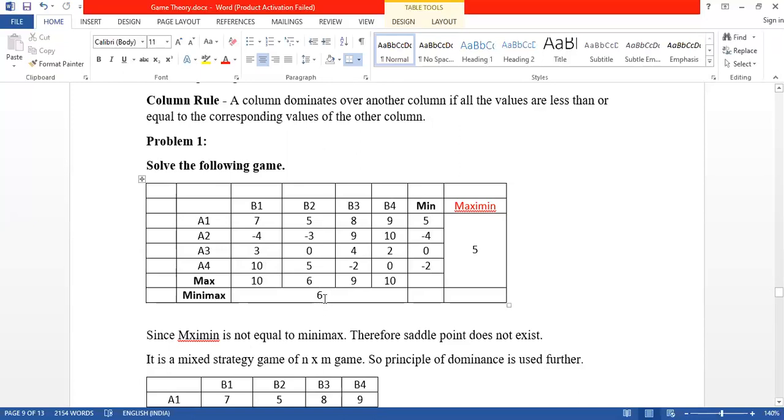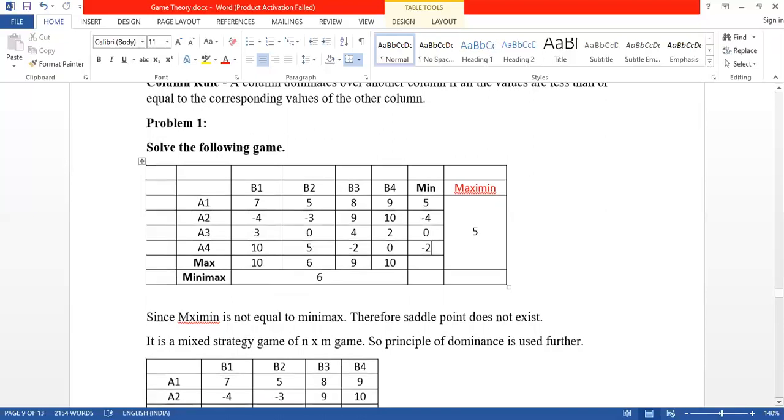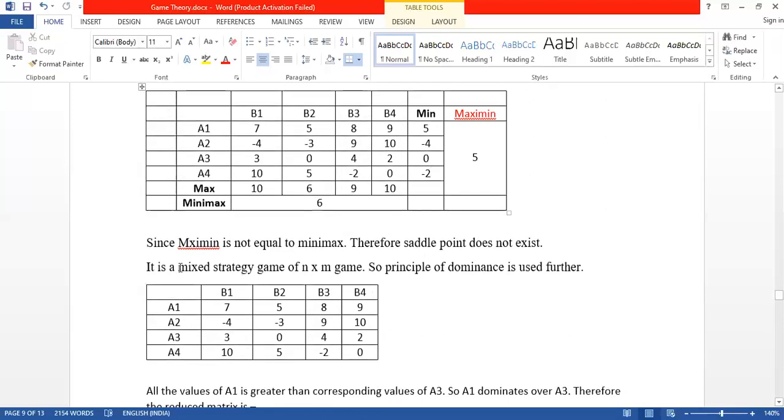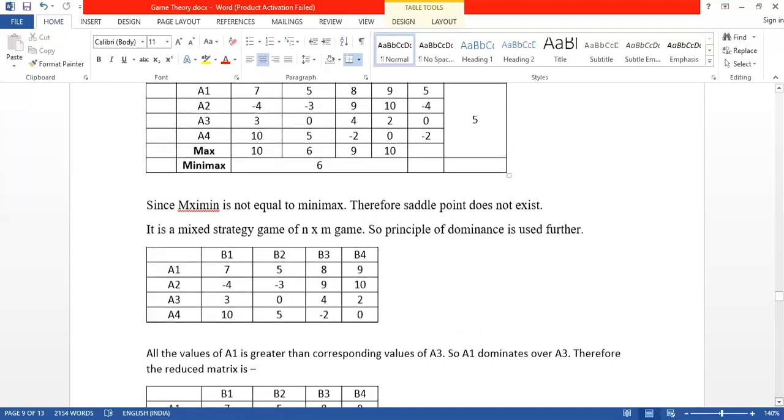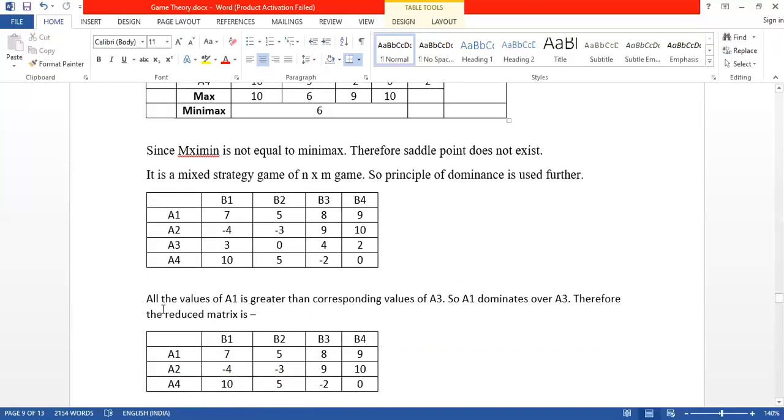is 6. 6 is not equal to 5, right? That means saddle point does not exist. And since it is a 4 cross 4 matrix, the principle of dominance will be used further. Now let us try to start with a row. We found out all the values of A1, that means these values, greater than corresponding values of A3. So we compared A1 with A3.